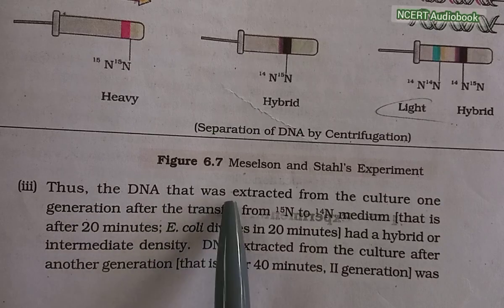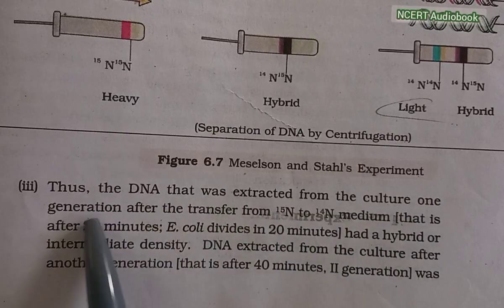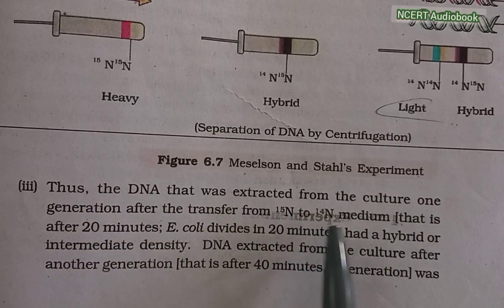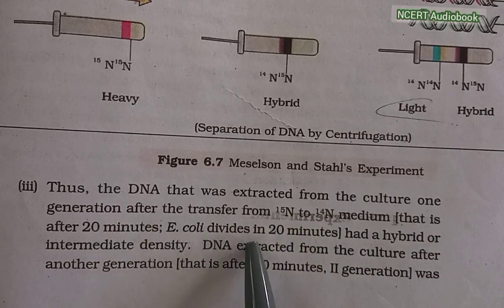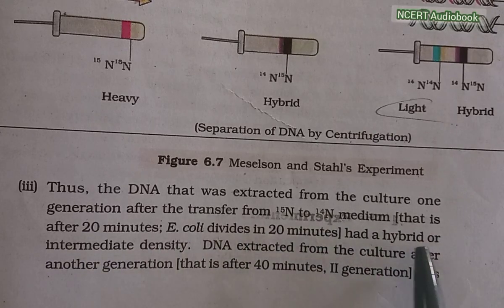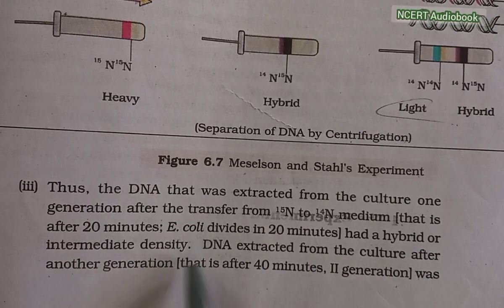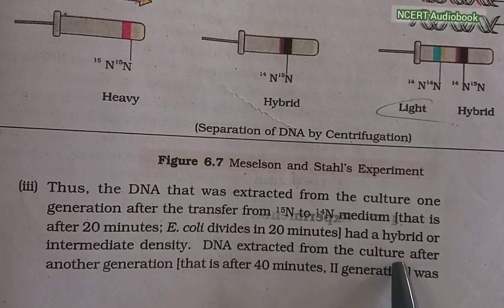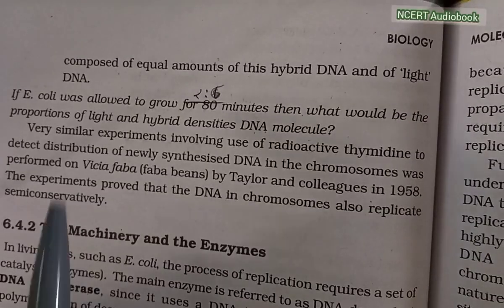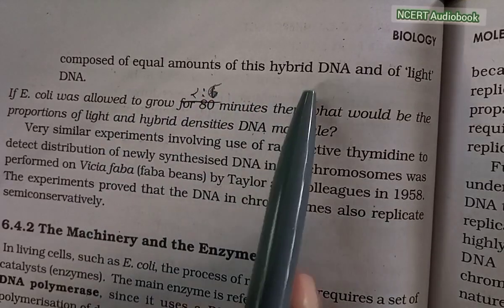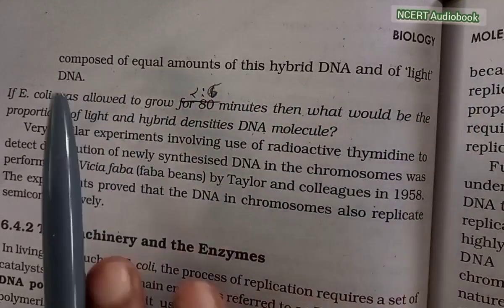Thus, the DNA that was extracted from the culture one generation after the transfer of N15 to N14 medium, that is, after 20 minutes (E. coli divides in 20 minutes), had hybrid or intermediate density. DNA extracted from the culture after another generation, that is after 40 minutes, the second generation, was composed of equal amounts of this hybrid DNA and of light DNA.